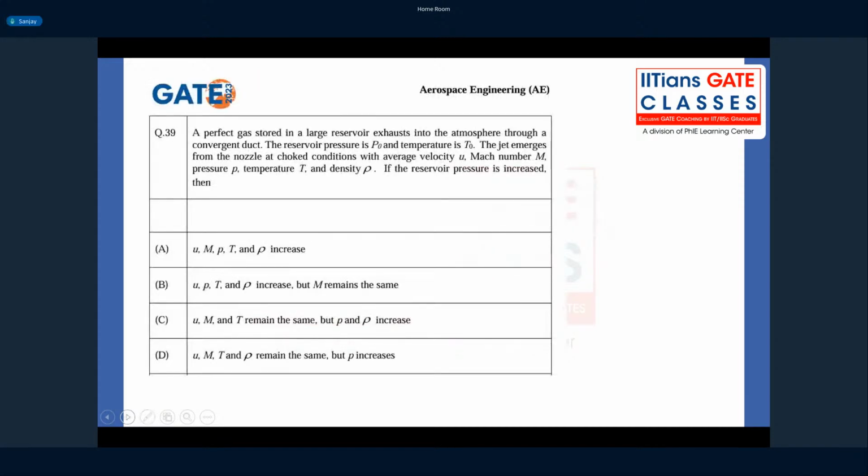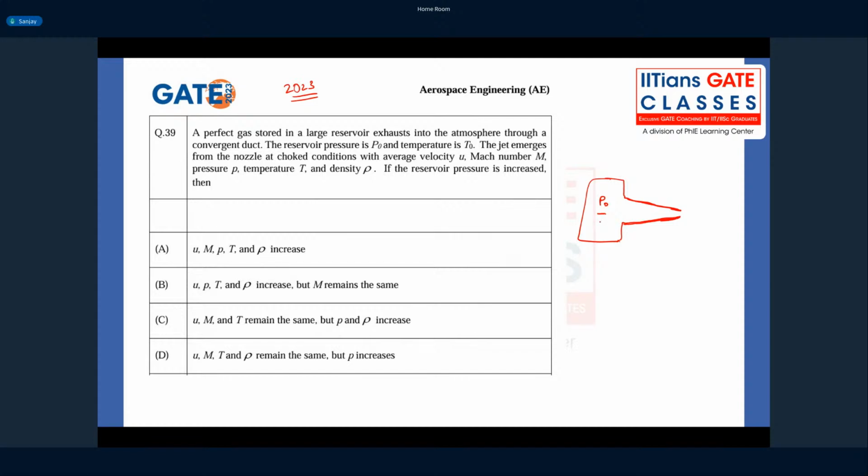So this question is from GATE 2023. Let's read this question. A perfect gas is stored in a large reservoir. It exhausts into the atmosphere through a convergent duct. So you have a reservoir. It is connected through a convergent nozzle. So this nozzle is going to exhaust the flow.